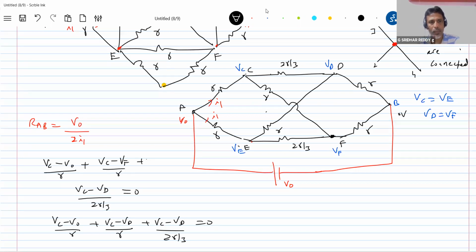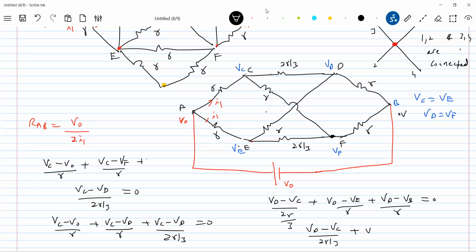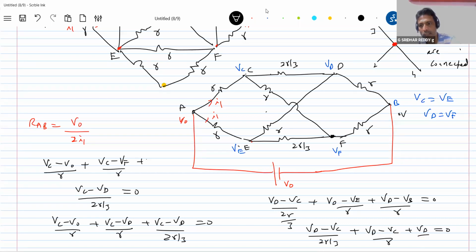Similarly, let me write the equation for VD also, because VD is needed. So (VD minus VC) by 2R by 3, plus (VD minus VE) by R, plus (VD minus 0). Why 0? One more step, I'll write it. By R equal to 0. So VD minus VC by 2R by 3 plus VD, with VE equal to VC, it is R plus VD by R. Solving this, VD and VC are obtained.